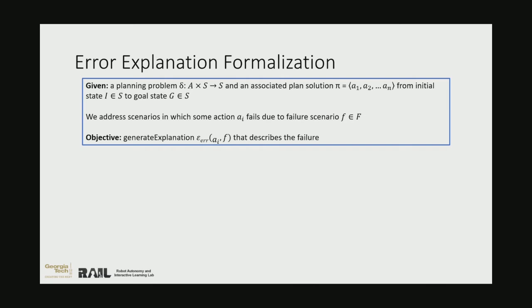To formalize the definition of an error explanation, we build on prior work in the explainable AI planning community. Given some planning problem delta, we assume that our robot has a plan pi consisting of a sequence of actions A1 through An, which transition the robot from some initial state I to the goal state G. We address scenarios in which some action within the plan, denoted by A sub i, failed to complete due to some failure scenario F. We then define an error explanation as a natural language phrase that describes A sub i and F, enabling a user to understand why plan execution stopped.